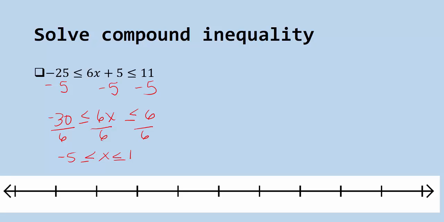So again, I have a continuous interval. It's between negative 5 and 1. So continuous intervals get a single interval notation. It starts at negative 5 because it's the smaller number, goes to 1, and I'm using the square brackets because in this example it's less than or equal to.